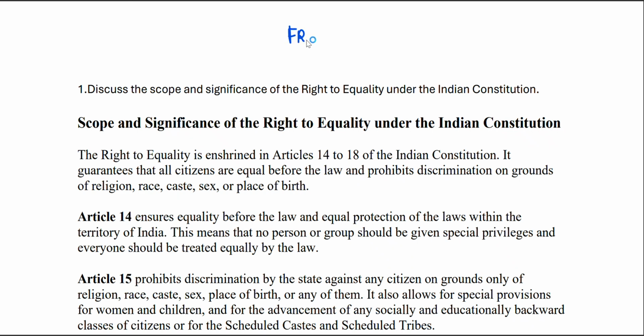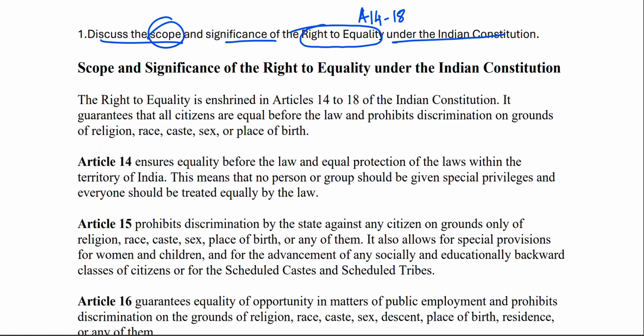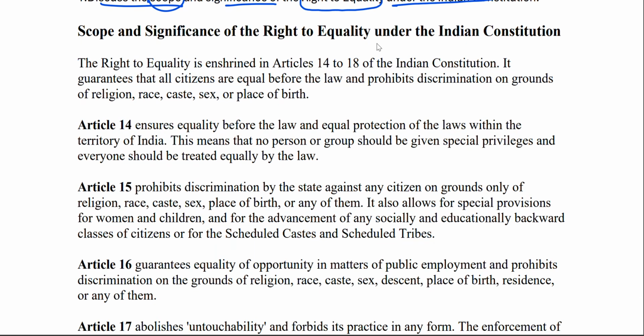To fundamental rights. First, discuss the scope and significance of the right to equality, which is enshrined in Article 14 to Article 18 under the Indian Constitution. Now, the scope and the significance of the right to equality under the Constitution. Right to equality is enshrined in Article 14 to 18 of the Indian Constitution, right? So, Article 14 to 18 is right to equality.